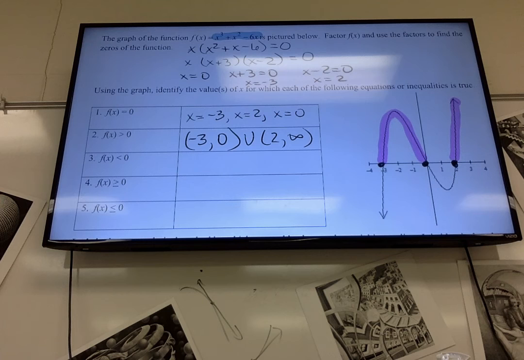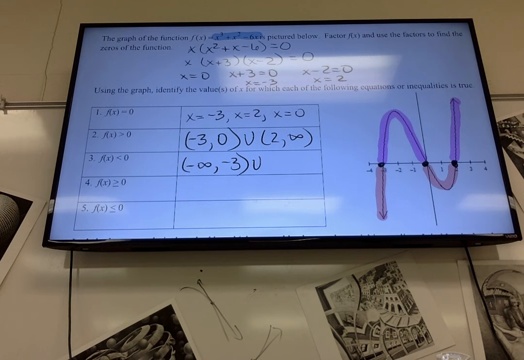Where would f of x be less than 0 on the picture? How would we tell from the picture? If it's below. So, where would that start? And you can never include infinity, whether it's positive or negative. So that's not even a question. To what? Negative 3, right? It doesn't include negative 3, because negative 3 is on the x-axis.